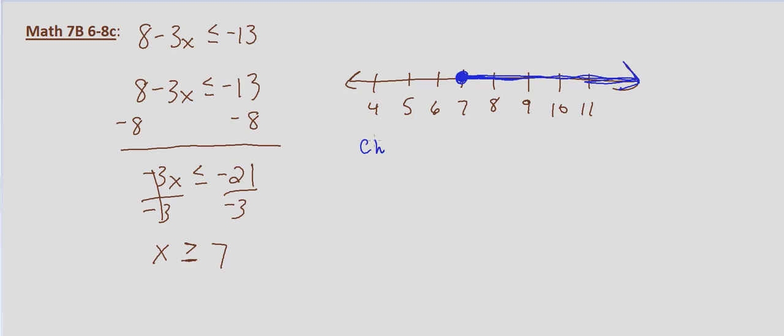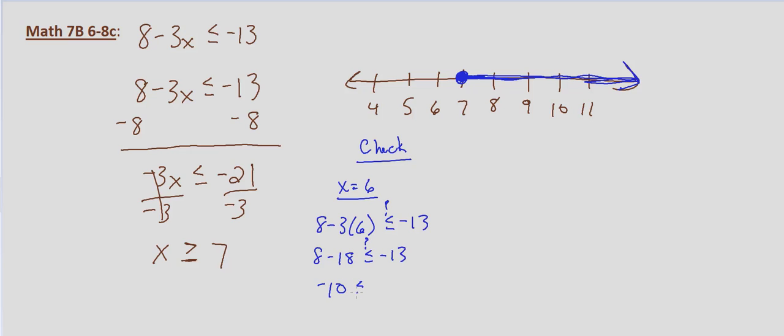And now we'll check our solution. We'll start with x equals 6 on the left, then x equals 7, then x equals 8. We want 7 and 8 to work. We don't want 6 to work because that's not part of our solution. So if x equals 6, then 8 minus 3 times 6, is that less than or equal to negative 13? So 8 minus 18, is that less than or equal to negative 13? Negative 10 is not less than negative 13. That's good because x equals 6 is not part of our solution.